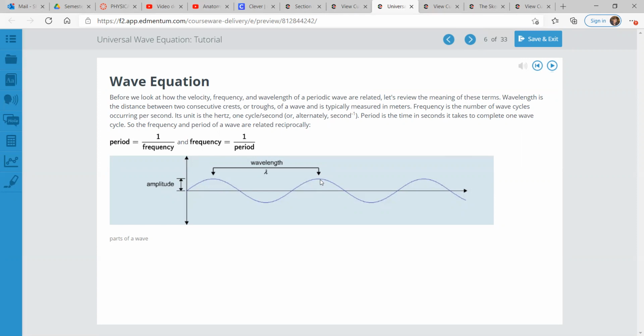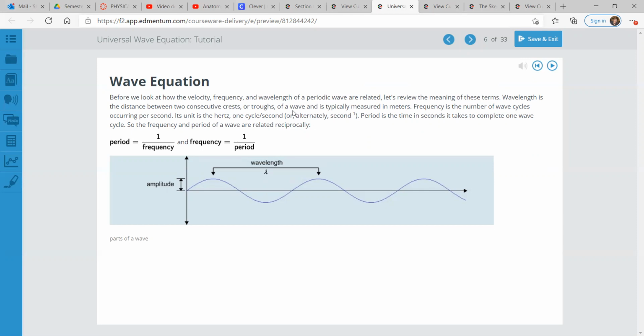Frequency is the number of wave cycles occurring per second. Its unit is the hertz, which is one cycle per second. And sometimes that's called second to the -1 power. But that's just a hertz. So if one wave passes in 1 second, the frequency is 1 hertz. If two waves pass in 1 second, that is 2 hertz.